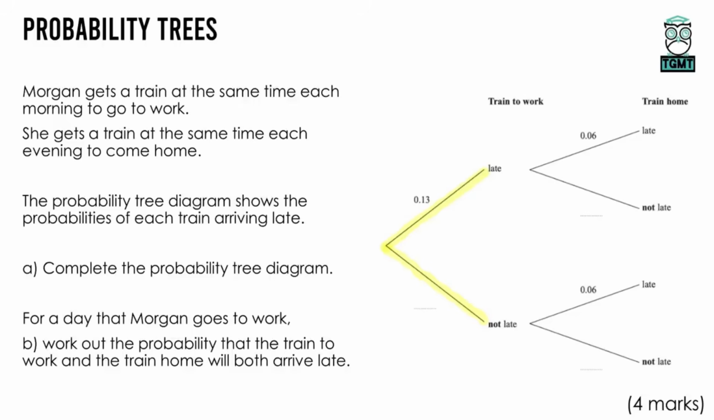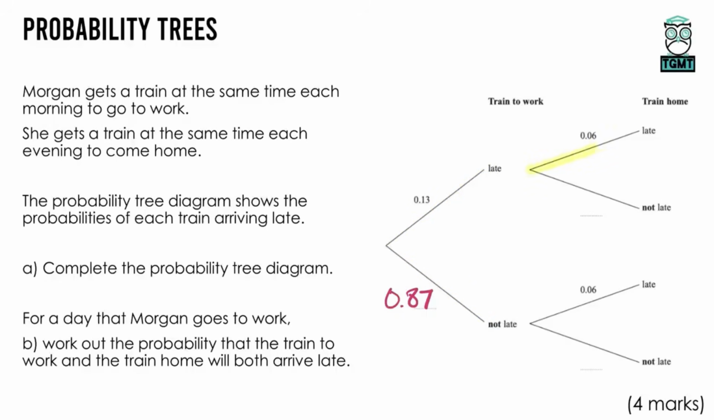So to work out the bottom of that branch, we need to do 1 take away 0.13, and that gives us 0.87. And again, use your calculator for these. Don't sort of guess the answers or just speed through them. Just make sure you do type it into your calculator and get them right. So there's that one done. On to the next pair of branches.